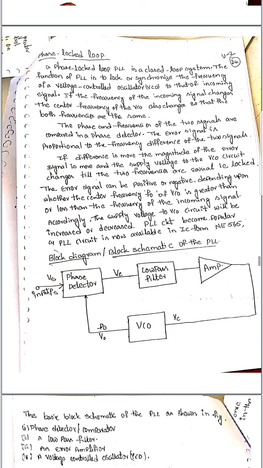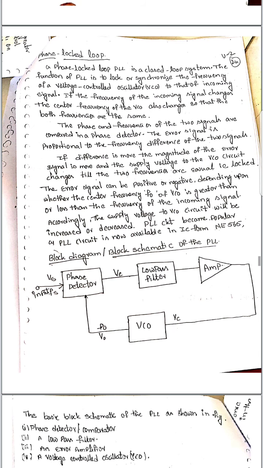The phase and frequencies of the two signals are compared in a phase detector. The error signal is proportional to the frequency difference of the two signals. If the difference is more, the magnitude of the error signal is more, and the supply voltage to the VCO circuit changes till the two frequencies are equal.